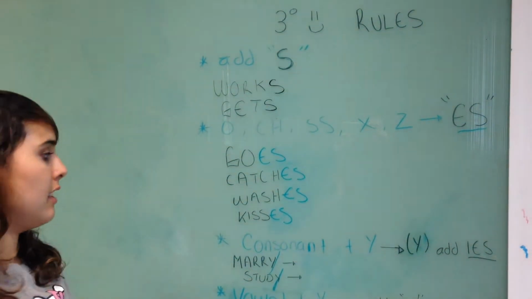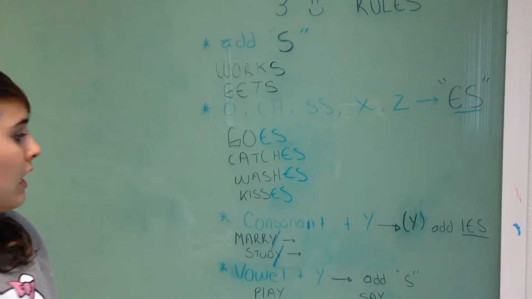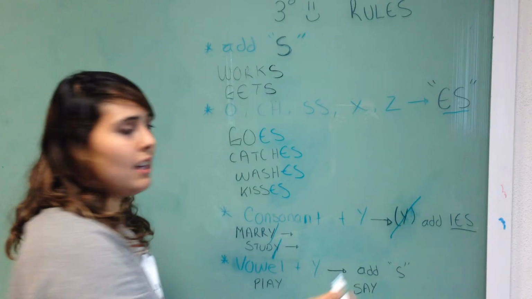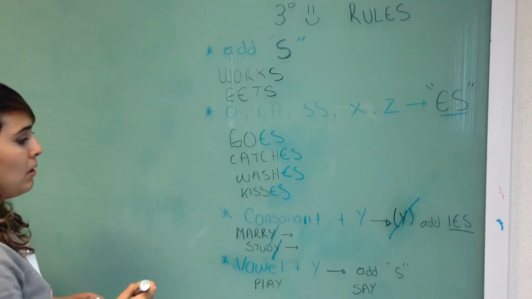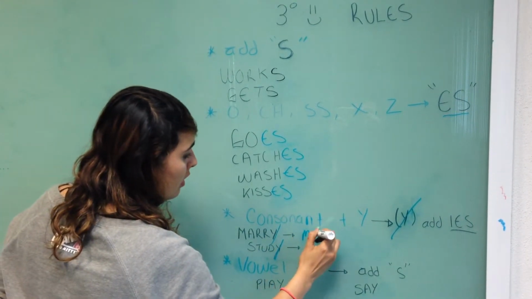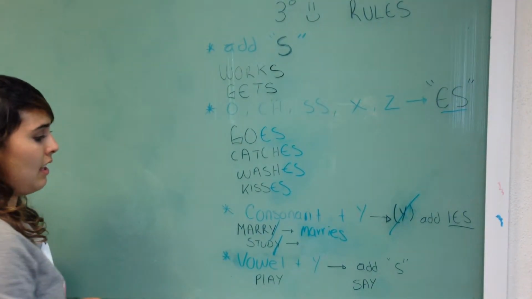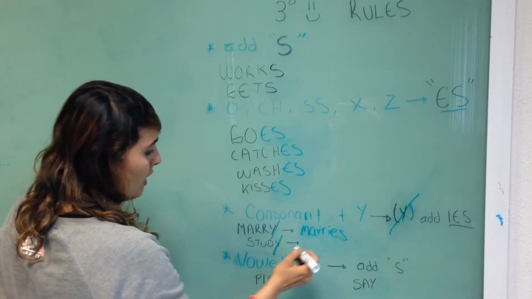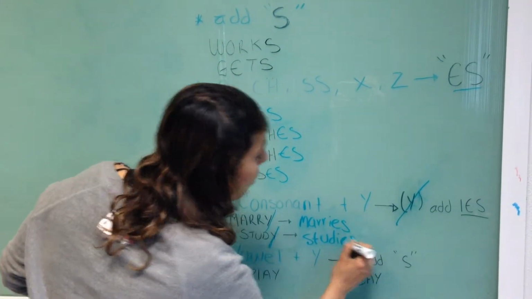If your verb ends with a consonant plus Y, the only thing that you have to do is cancel the Y and add an ES. For example, the verb marry, you cancel the Y and put an ES. Study, cancel the Y and put an ES.